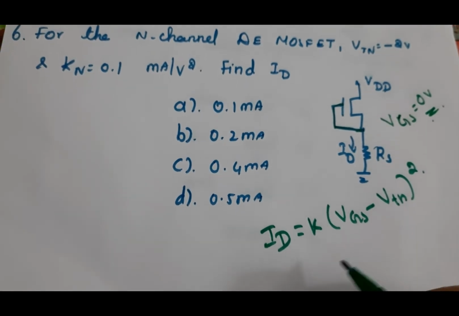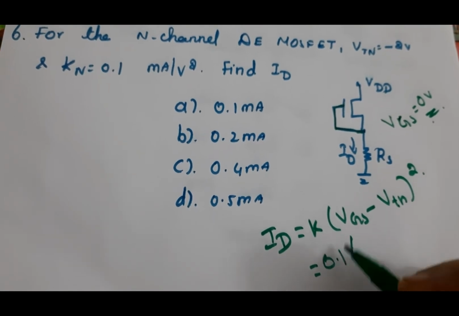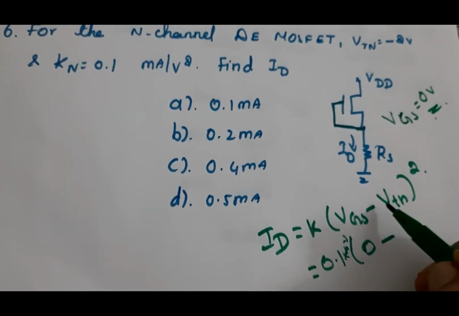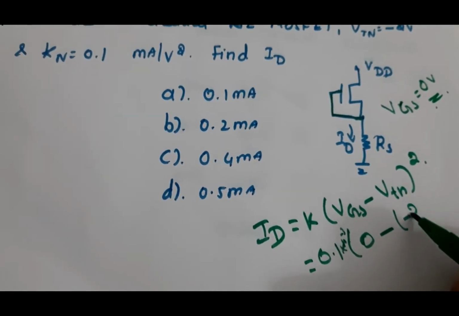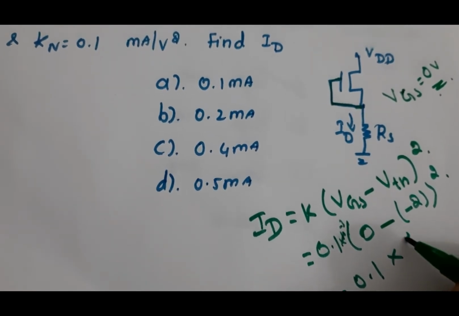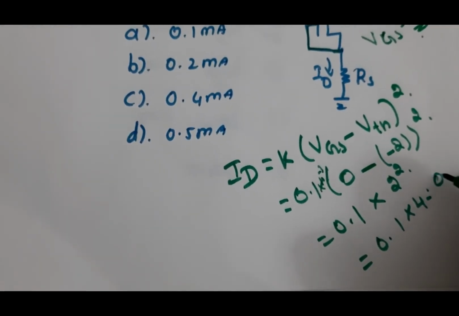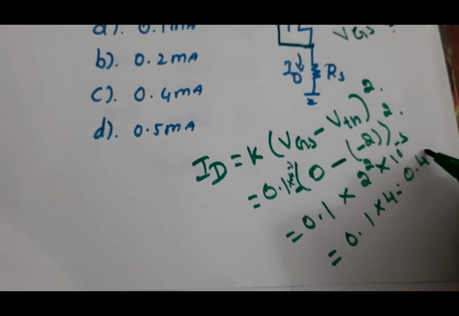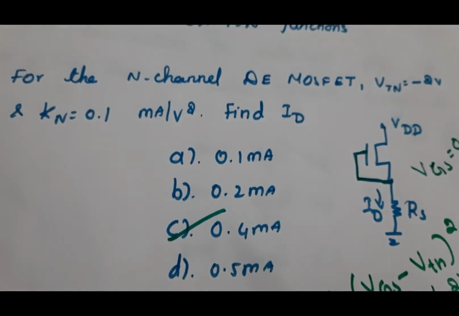square. So here K is equal to 0.1 milliamps. So 0.1 into 10 to the power minus 3, and VGS here is 0, and the threshold voltage is minus 2. So minus 2, the whole square. So this becomes 0.1 into 2 square, that is equal to 0.1 into 4, that will give 0.4 milliamps. Here this is milli, so 10 to the power minus 3. So this is given as 0.4 milliamps. So here the answer is C, 0.4 milliamps.